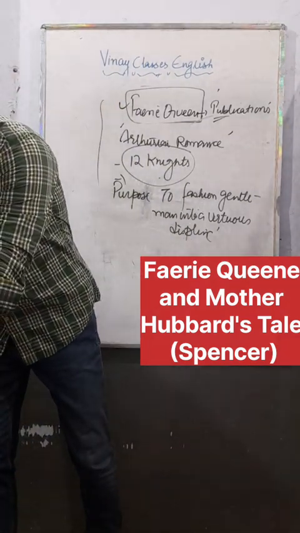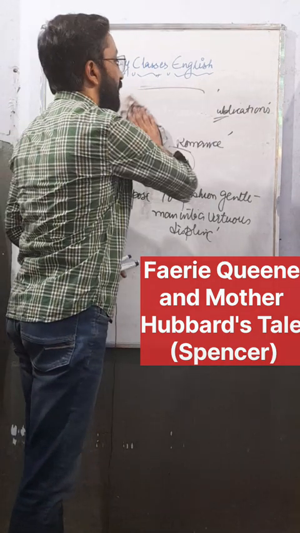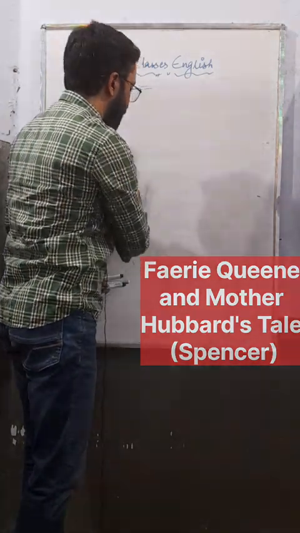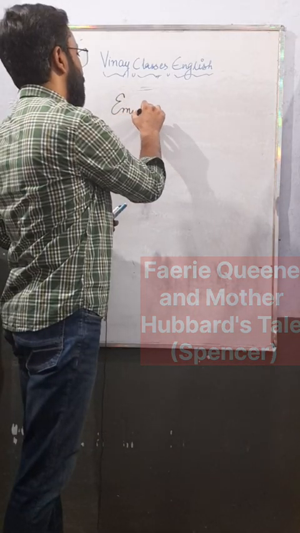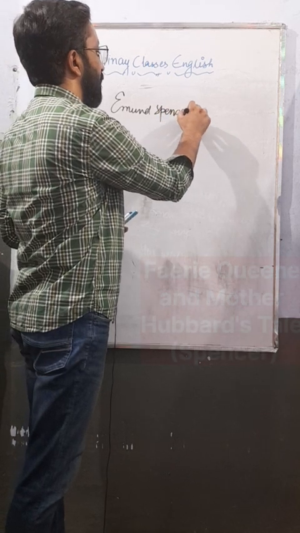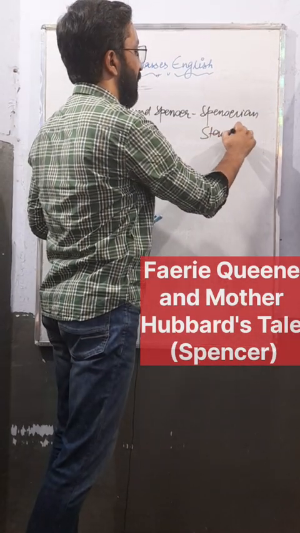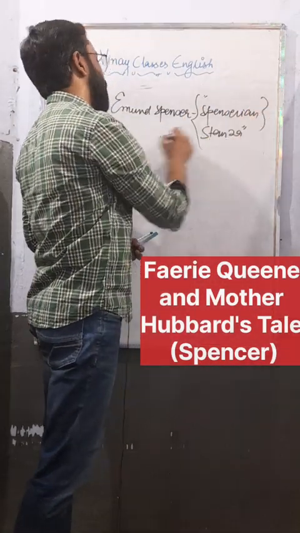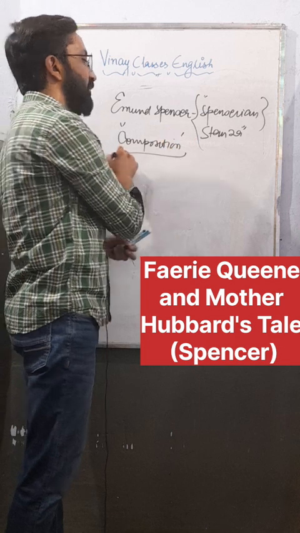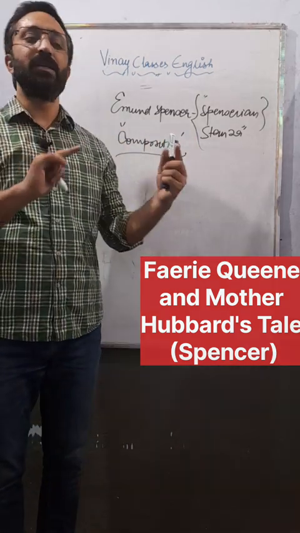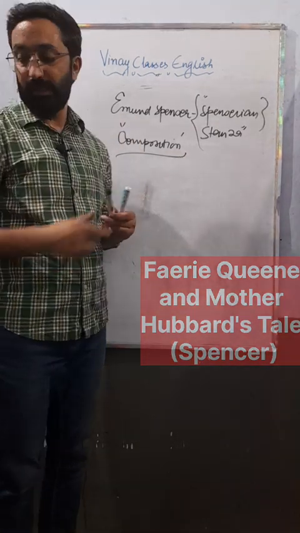Now we are going to deal with the most important part of Fairy Queen. Prior to that, the credit for the coinage of the Spenserian stanza goes to Edmund Spenser. All right, Edmund Spenser is mainly known for the Spenserian stanza. I have made a separate video for it. You can go and check it out: the composition of Spenser's stanza, in which work he first used this stanza, its rhyme scheme, and so on and so forth.